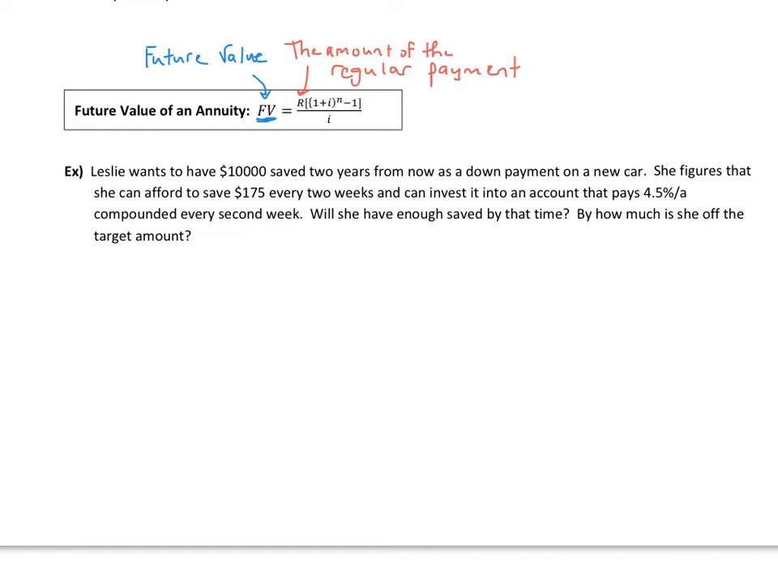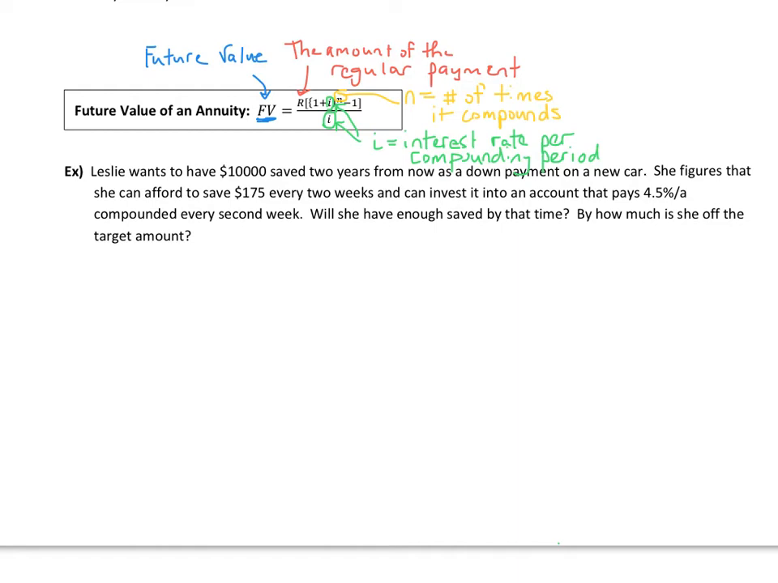And then you'll notice I appears twice. I is here and I is here, and it represents the exact same amount. It's just in two different places in the equation. And that I is exactly as we have defined it before. It's your interest rate per compounding period. And then N is just the number of times that it compounds, just like it was before with our compound interest formula.